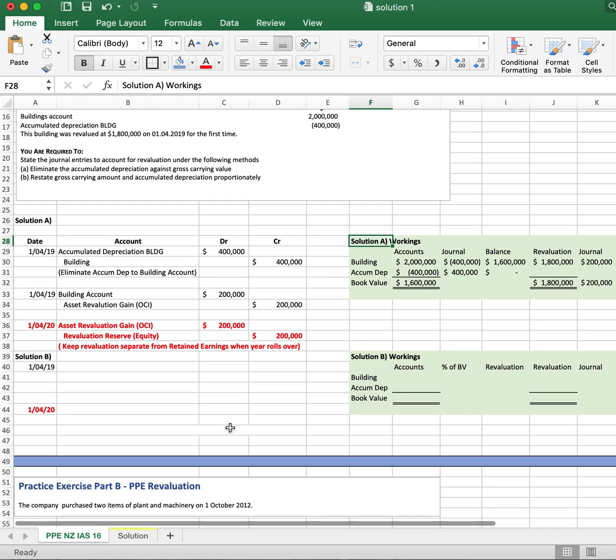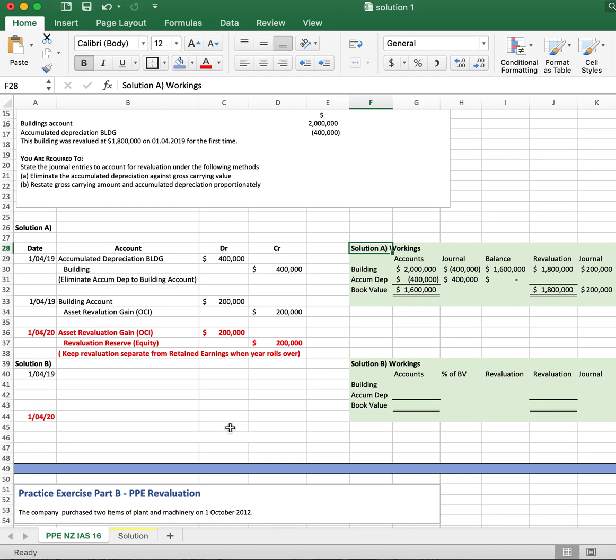Part B is we don't eliminate the accumulated depreciation. We just take the movement in the revaluation and prorata that to both the cost price and the accumulated depreciation. Okay, so we know that these figures are going to be the same as above, right? Okay, which is good.